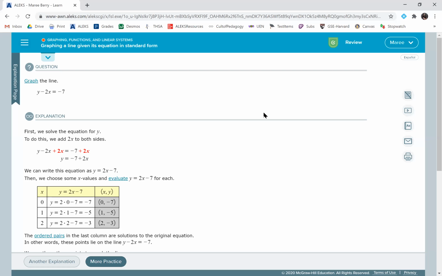This lesson is called Graphing a Line Given Its Equation in Standard Form. And just real quick, standard form just means that you have the x and y on the left side. So you can have some number times x plus or minus some number times y equals another number. So this is actually called standard form.